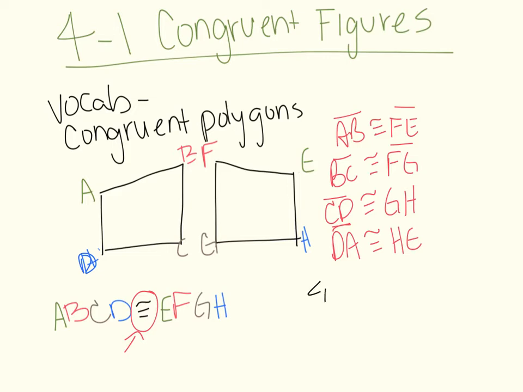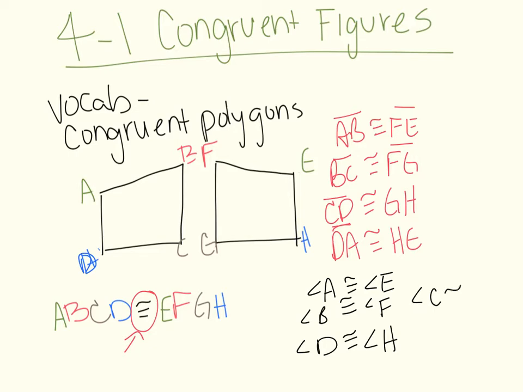Also, I had said earlier all the angles. So angle A is congruent to angle E, angle B is congruent to angle F, angle D, I'm not going in order, angle H, and angle C is congruent to angle G. So if I know that angle A is, say, 95 degrees, then I know that angle E is 95 degrees. So you need to make sure that you are familiar with this, that this is something that you can do.